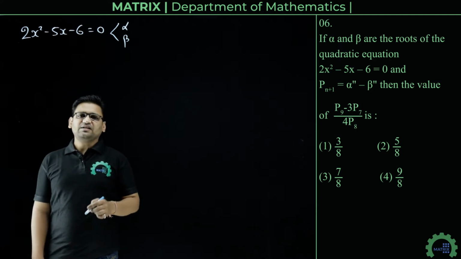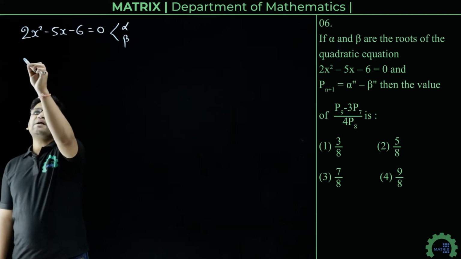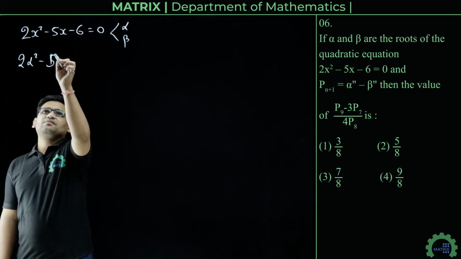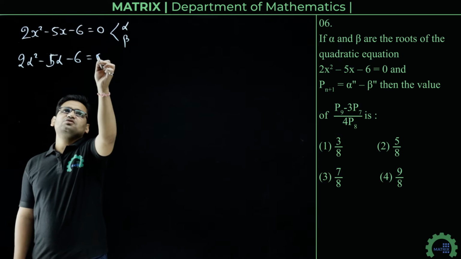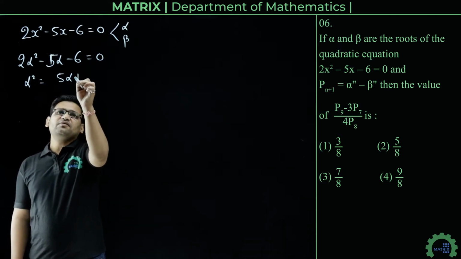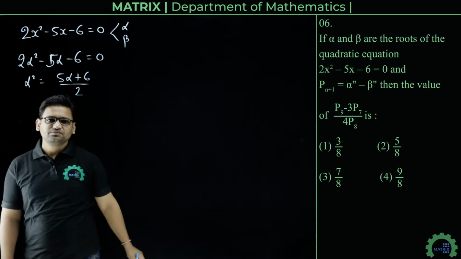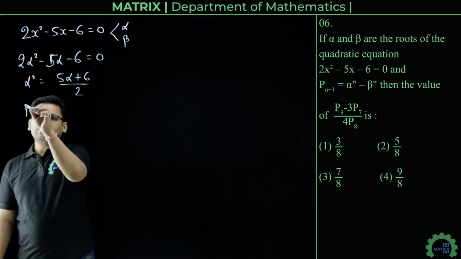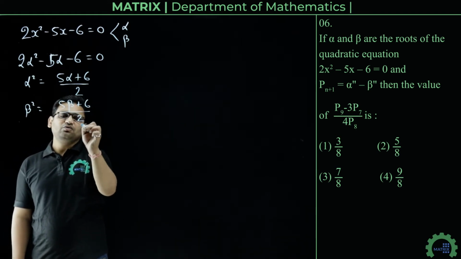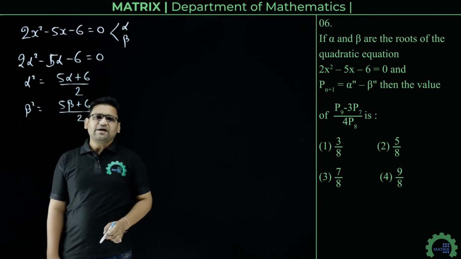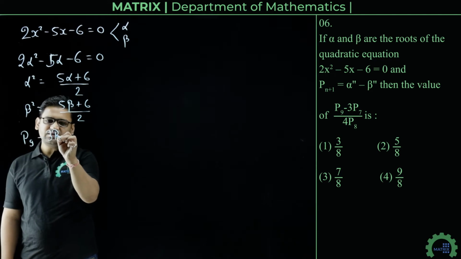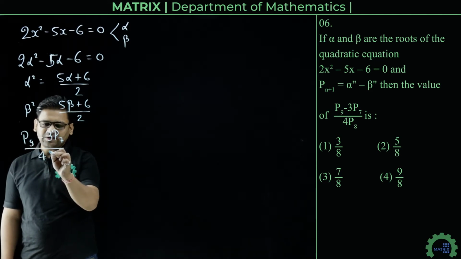So when the root is alpha, then alpha will satisfy this equation. So we can write 2 alpha square minus 5 alpha minus 6 is equals to 0, or we can write that alpha square will be equals to (5 alpha plus 6) divided by 2. Similarly, beta square will be (5 beta plus 6) divided by 2. Now we have to find the value of (P9 minus 3P7) upon 4P8.